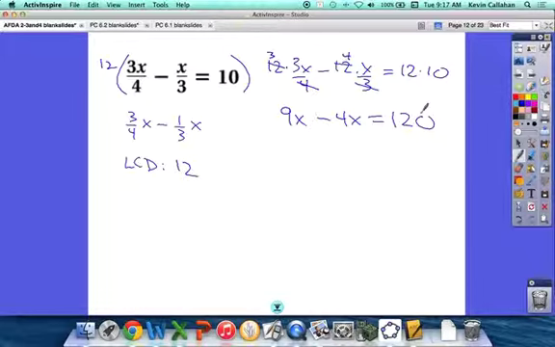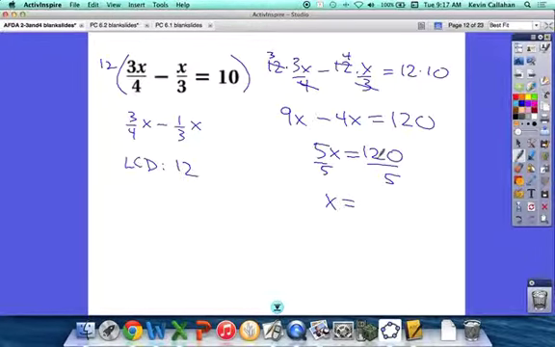So you don't have to deal with fractions. We don't really want to have to add or subtract fractions. So instead, multiply by something that will get rid of the denominators, and then you don't have to deal with fractions. Right? Now this becomes 9x minus 4x, 5x. This is a lot easier to solve than with the denominators in there. And then divide by 5. What's 120 divided by 5?